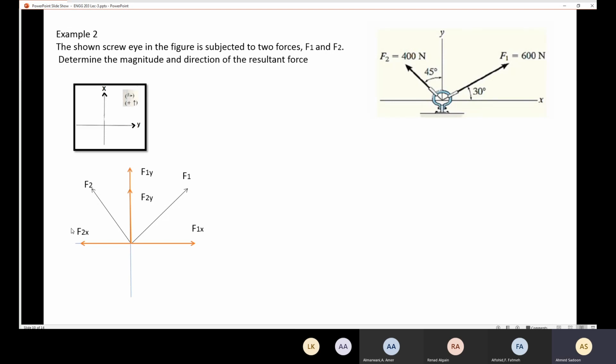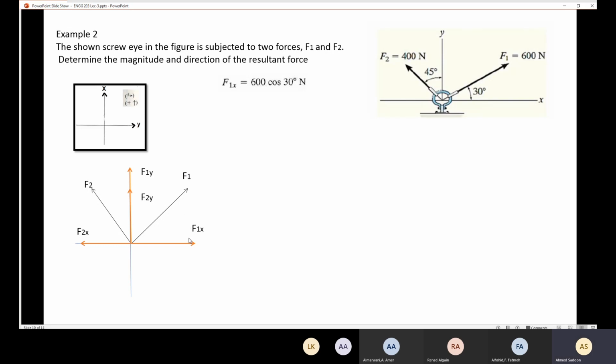Now I need to know the value of F2x. In order to know the value of F2x, I need to know the value of F2 and that angle. And we know that F2x is going to equal F2 multiplied by either sine or cosine. In that case, since the angle is here, then F2x is going to be multiplied by the sine. So F1x is going to be equal 600 cosine 30 degrees. Sorry, he starts with F1, not F2. So no problem, we'll move to F1.